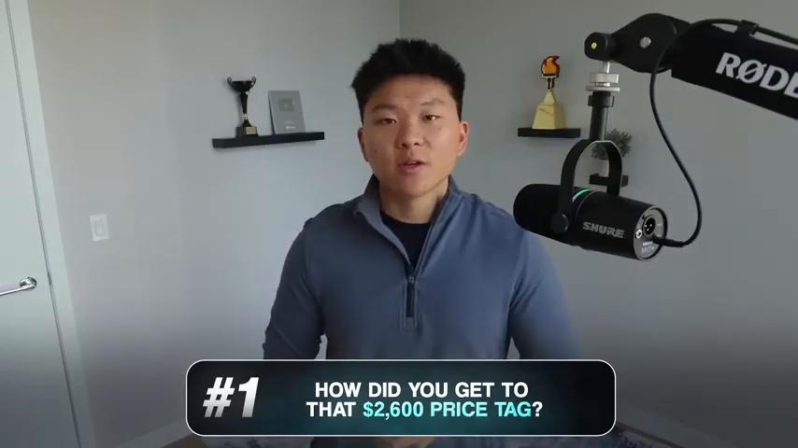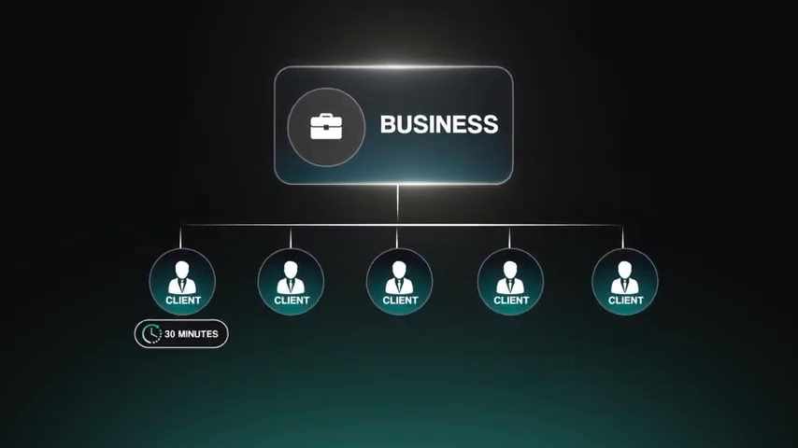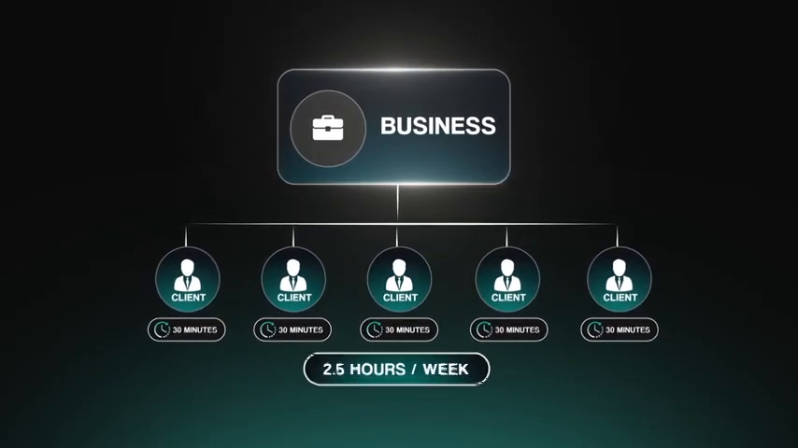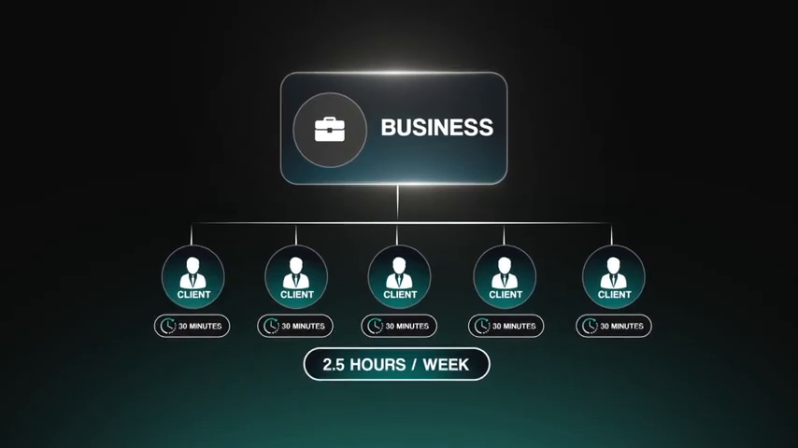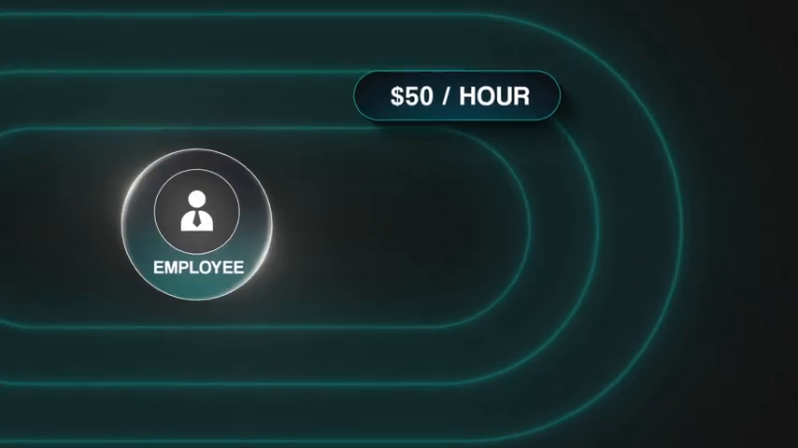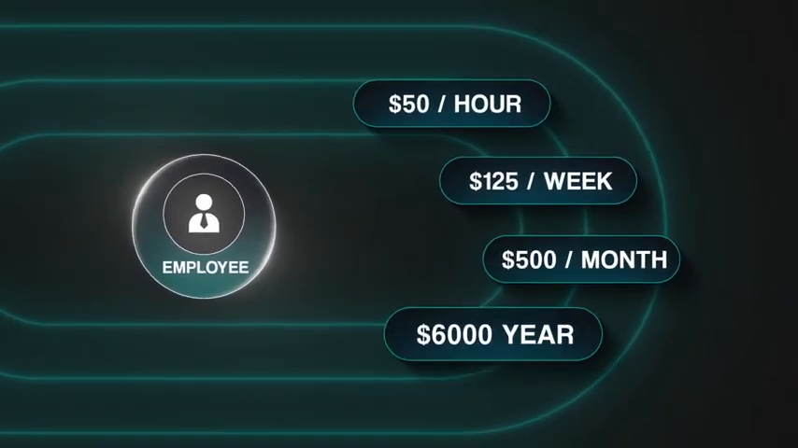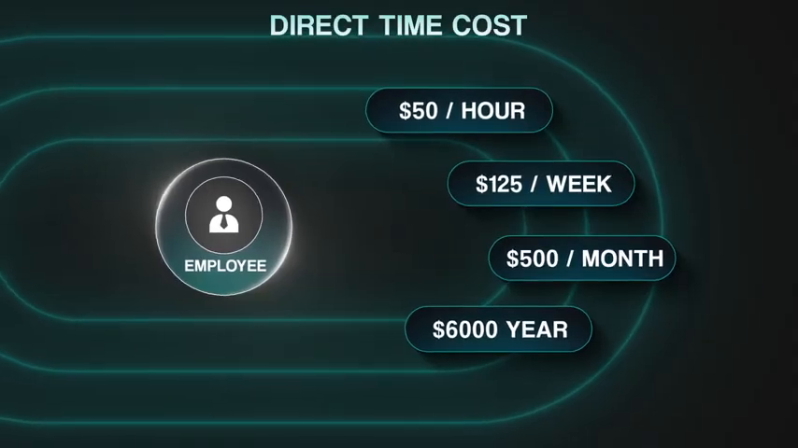So let's actually break down the value here because that's what I really want you to understand. All right, so let's say that the business gets 5 new clients a week and each one of those onboardings takes about 30 minutes. That's 2.5 hours per week of manual repetitive work. And honestly, that's being conservative. So if that employee's time is worth $50 an hour, that's about $125 a week or $500 a month. Over the course of a year, that's $6,000 saved, and that's just in direct time costs.